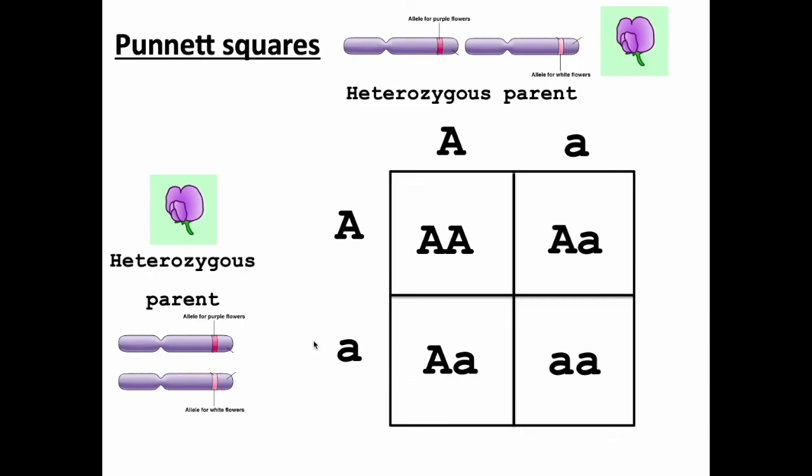Again, these are the questions I could ask. So yeah, you do a cross between two heterozygous parents. What percentage of the offspring will be heterozygous? The answer is 50%. This box is heterozygous, this box is heterozygous, 25 plus 25, 50%. What percentage will be homozygous recessive? The answer is 25%. This one box is homozygous recessive.